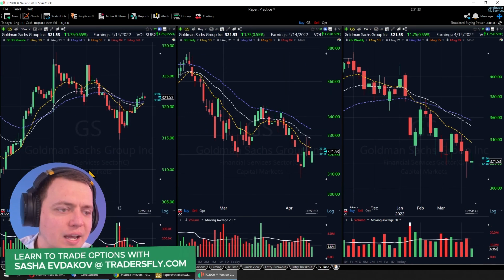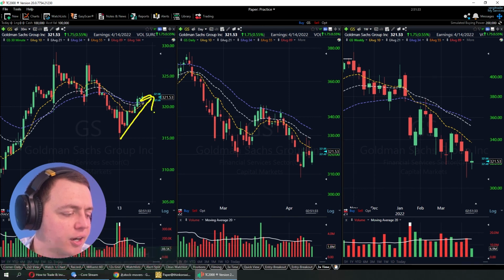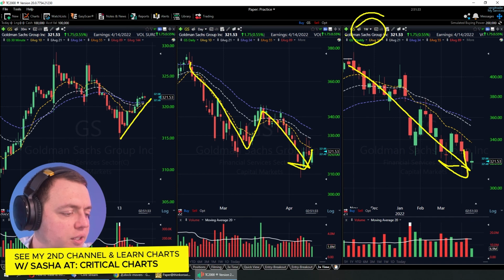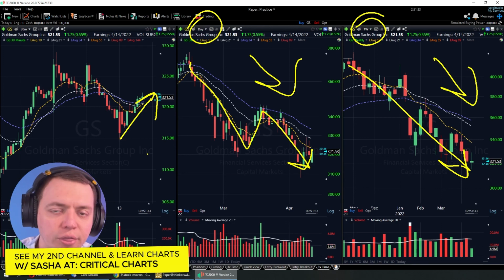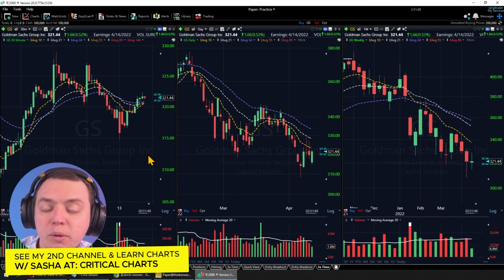Here's Goldman Sachs, for example. This is heading higher here, but this is heading lower. This is heading lower on the weekly, the daily. They're both lower. This one's a bit higher, so there's a disconnect. If you can get all three working together, you're going to be way better off.